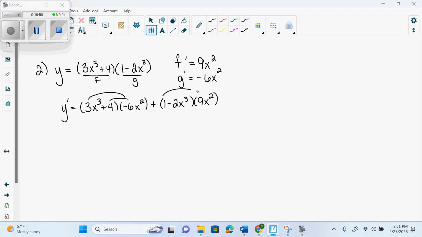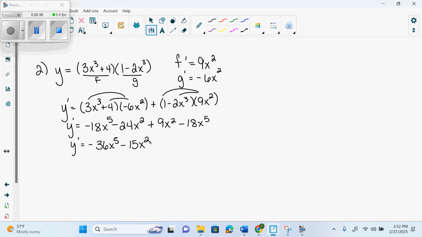Distribute, distribute. So I get negative 18. What do I do with my exponents when I have two bases that are the same? It's like 3x cubed minus 6x squared. Negative 18x what? 5, you add them. Minus 24x squared. Plus 1 times 9x squared is 9x squared. Minus 18x^5. So y prime equals negative 36x^5 minus 15x squared.